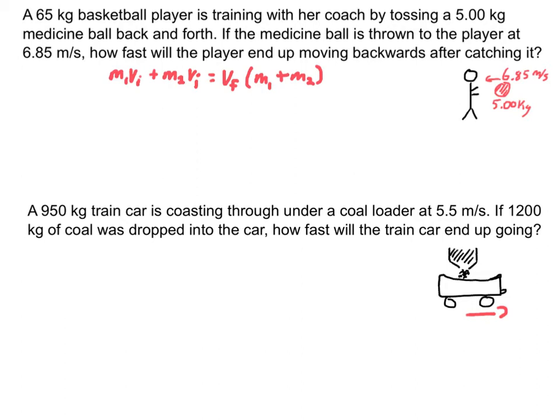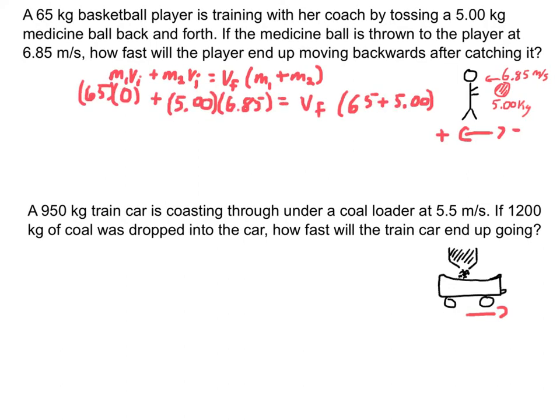So since they stick, we use the inelastic equation. I'm going to call the girl object 1 and the medicine ball object 2. Notice also I'm calling to the right positive, to the left negative, so the ball is moving with a positive velocity, and the girl and ball together in the end, because she's going to catch it, is going to have a positive velocity also. It's backwards in reference to the girl, but I'm calling that way positive.